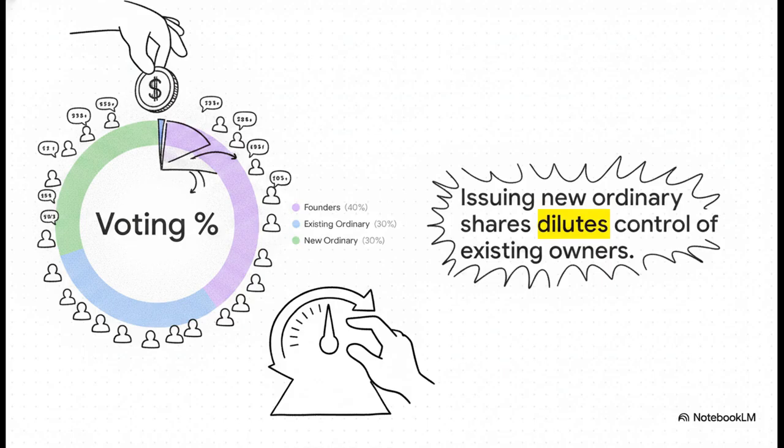Notice how the voting power breaks down here. If a company needs to raise money and they issue new ordinary shares, that's that third slice, they bring in cash, sure, but they also bring in new voters. This shrinks the founder's slice of the pie.